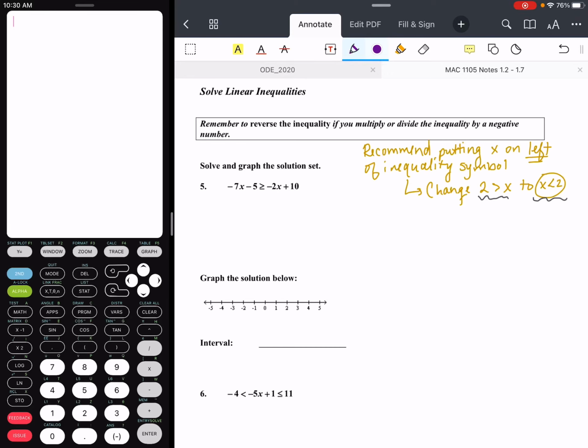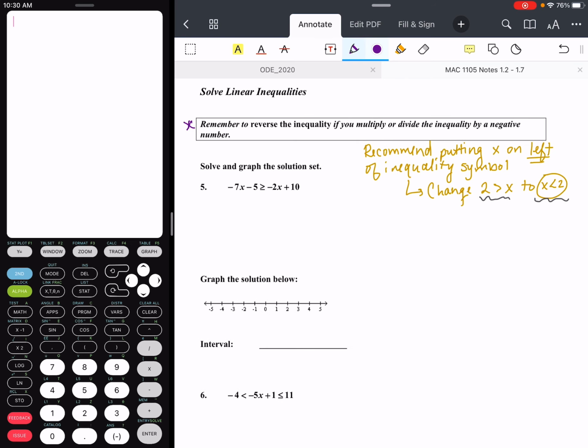Now we're going to discuss solving linear inequalities, and the process for solving inequalities is almost identical to solving equations. One difference, which you guys are probably familiar with, is here in this box. It says remember to reverse the inequality, to flip it, if you multiply or divide the inequality by a negative number, by a negative constant.